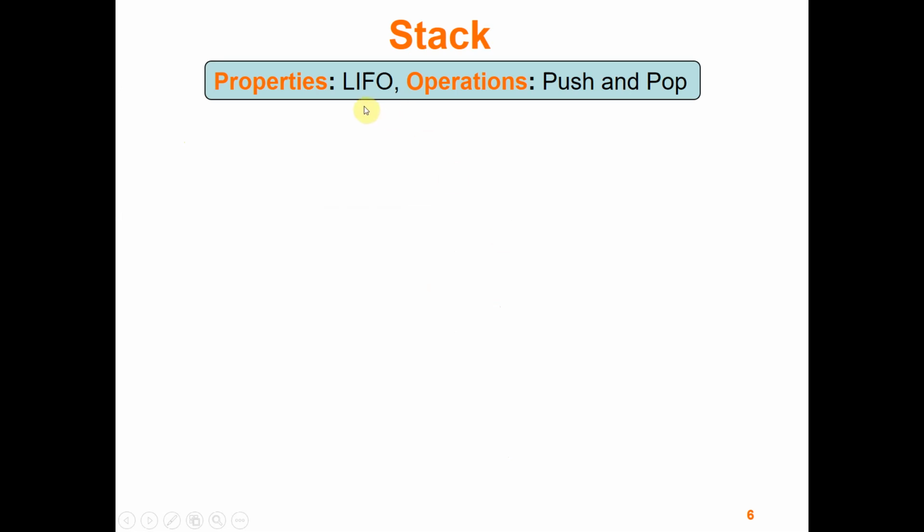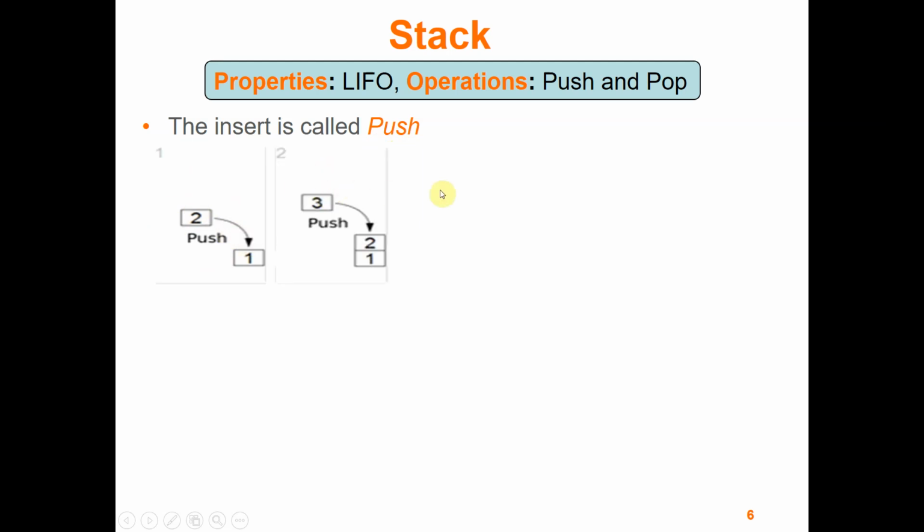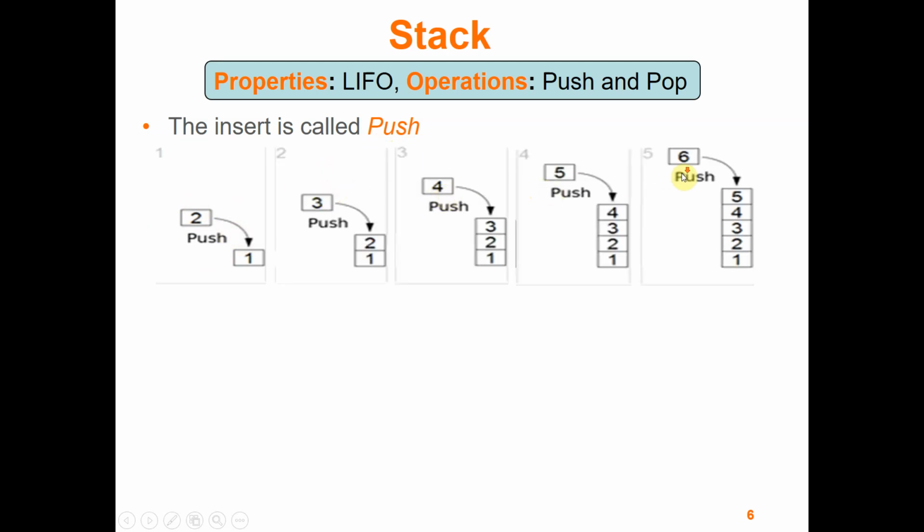So the property of a stack, as mentioned, is last in, first out. The last item that was inserted is going to be the first item that's going to be removed. The main 2 operations, or the main 2 functions, associated with the stack are push and pop. The insertion of data elements in the stack is called push. This is how you push elements on the top of the stack. You can see that you only have access to the top of the stack.